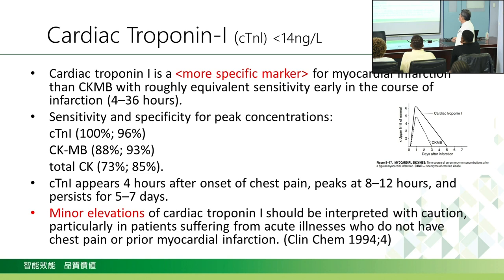After the peak, cTnI, cardiac troponin I, is 100% sensitive and 96% specific. CKMB is 88% sensitive and 93% specific. Total CK is only 73% sensitive and 85% specific. So cTnI appears 4 hours after onset of chest pain, peaks at 8 to 12 hours, and persists 5 to 7 days.